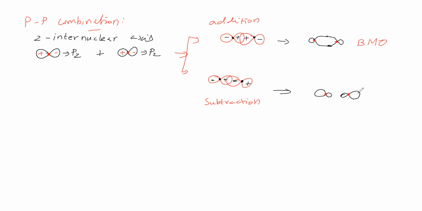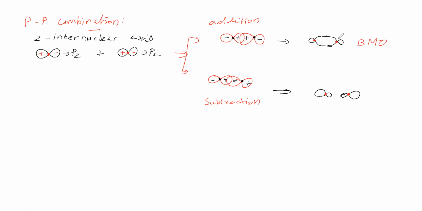Right side of this nucleus, the lobe is big. Left side of this nucleus, the lobe is big. That means how the probability is there, you see. In between two nuclei, probability is much less. Right side of this nucleus, probability is high. Left side of this nucleus, probability is high.